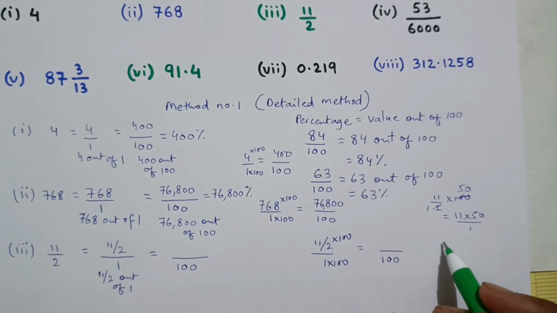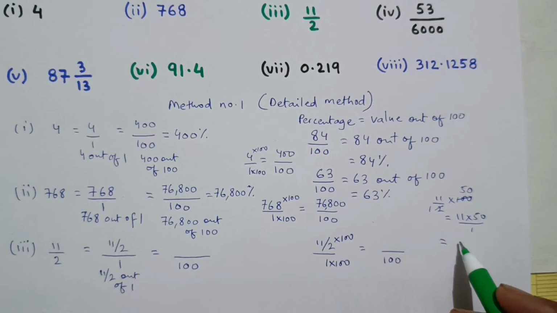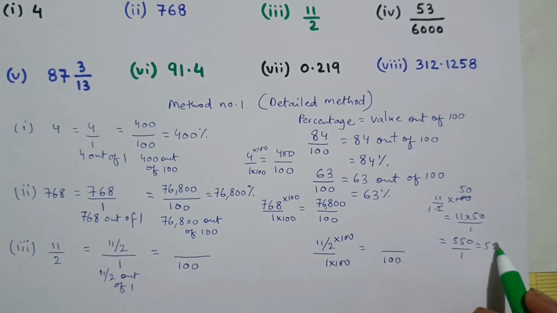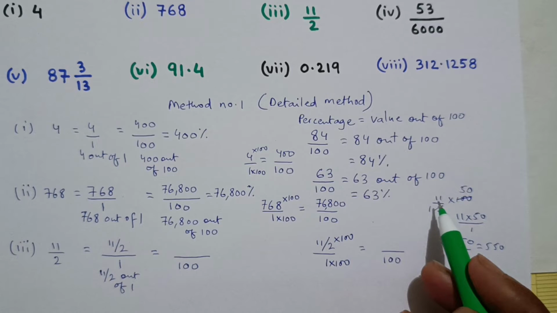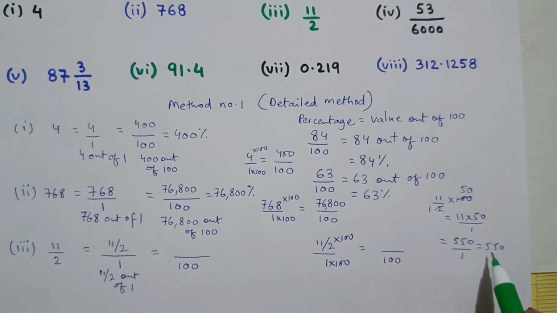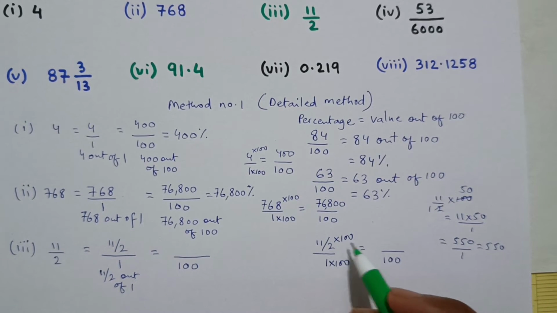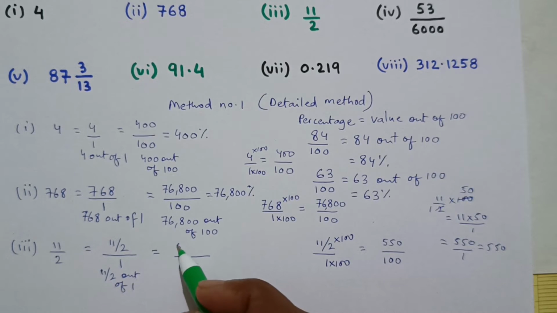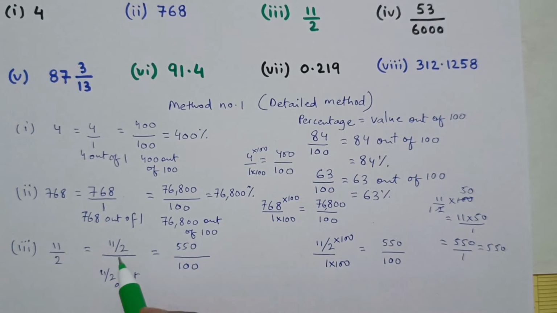If I simplify this, 11 into 50 is 11 into 5, which is 55, and then add a 0. So 550 by 1, and 550 by 1 I can simply write as 550. So 11 by 2 into 100 is 550. So the numerator now becomes 550. So 11 by 2 upon 1 is equal to 550 by 100.